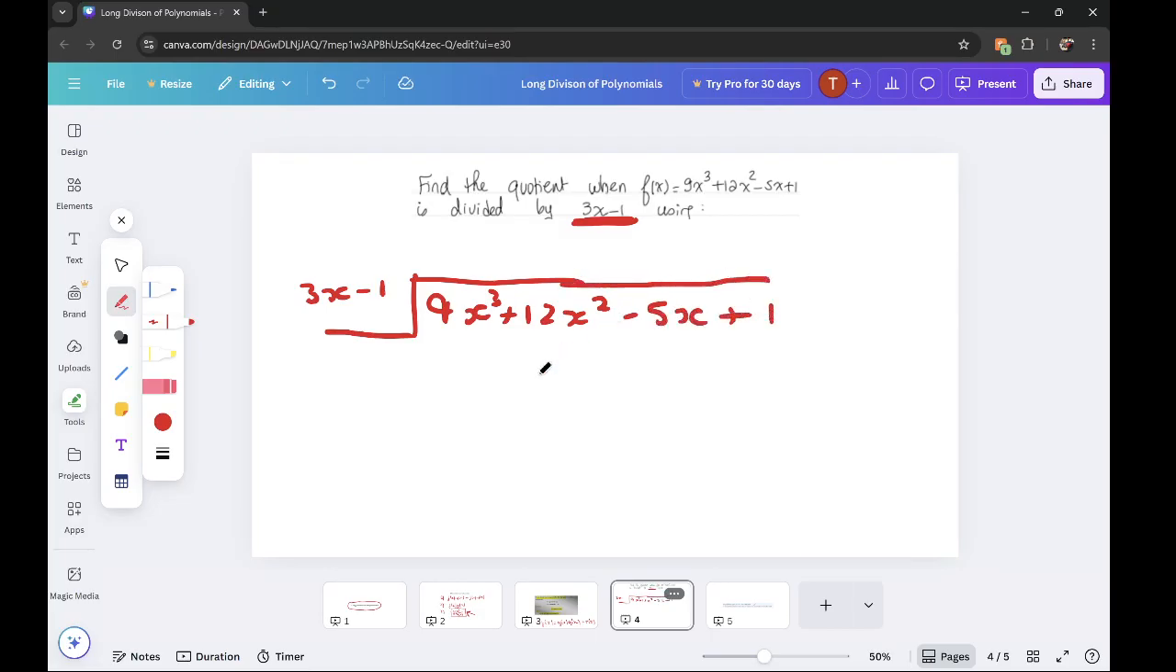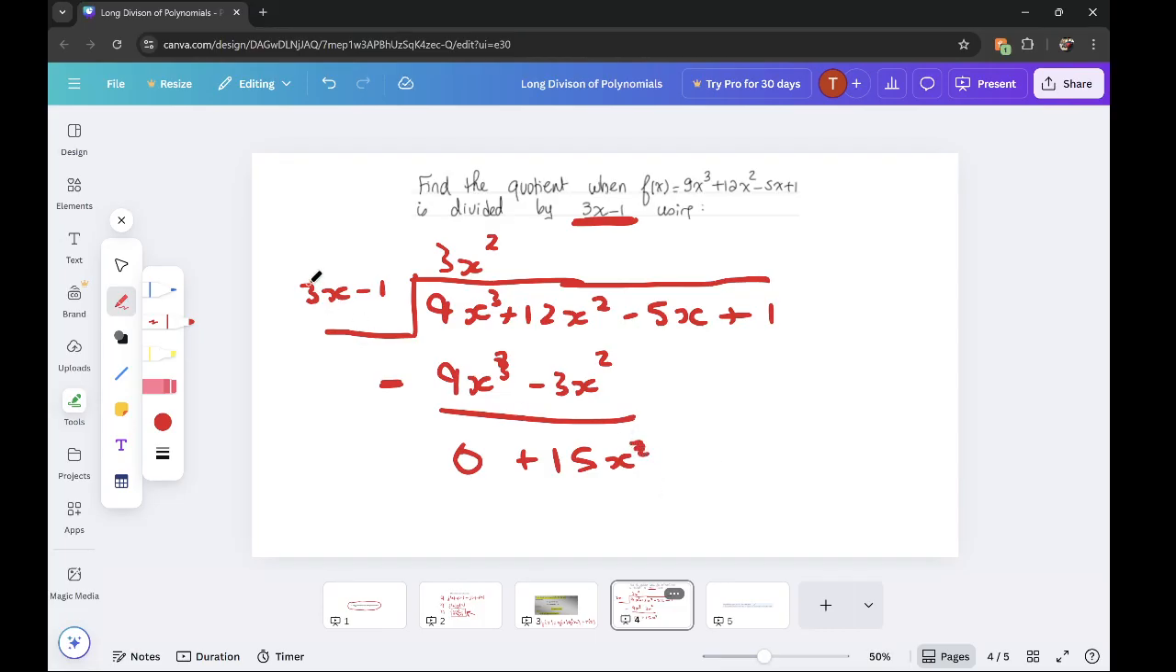The first thing you see over here is how many times does 3x go into 9x cubed? Well, that's clearly 3x squared. If you multiply 3x by 3x squared, you get 9x cubed. So you get minus 9x cubed down here. And then you get 3x squared multiplied by minus 1, which is minus 3x squared. And then you complete this one, so you get 0 plus 15x squared.